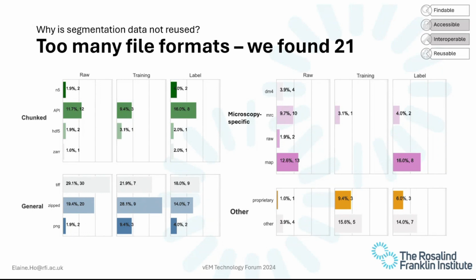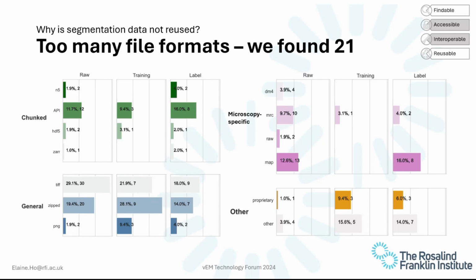So the first, we've got chunked data. And this is where we should be going towards because it enables us to do streaming and online viewing of our bigger and bigger data sets. We've also got a lot of data hosted in general file formats. This could be things like TIFFs or PNGs, but zipped files were also really common.